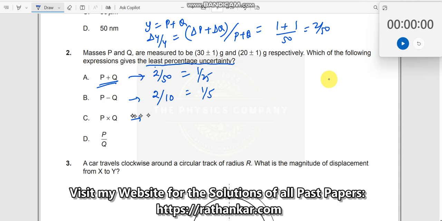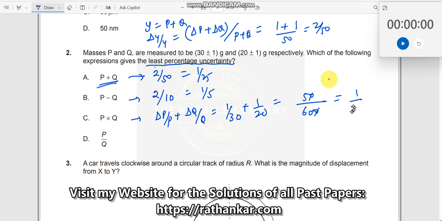And P into Q. What will happen for P into Q? This will become delta P by P plus delta Q by Q. What is delta P by P? 1 by 30. What is delta Q by Q? 1 by 20. So this should be equal to, if I take the LCM, 50 divided by 600. If I cancel, I get 1 by 12.